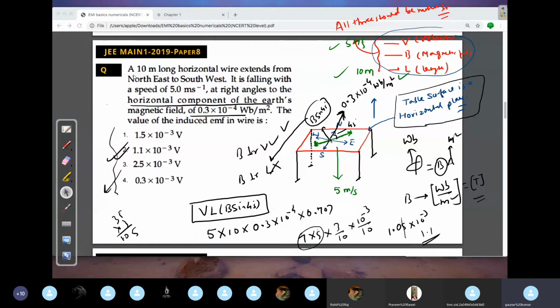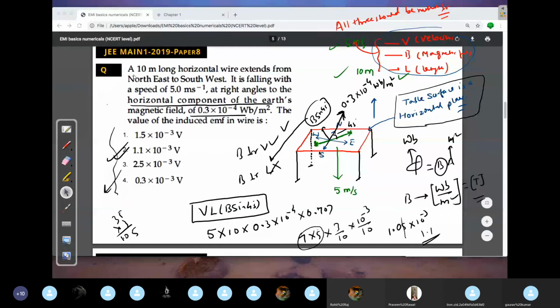This comes from the Earth's magnetic field chapter. Whenever they talk about the horizontal component of Earth's magnetic field, obviously it will lie on the horizontal plane, this plane itself. And it goes from south to north. So you can see that right now this magnetic field is perpendicular to V, because this is lying on this plane. So this magnetic field is perpendicular to V. That's okay, but this B is not perpendicular to L.